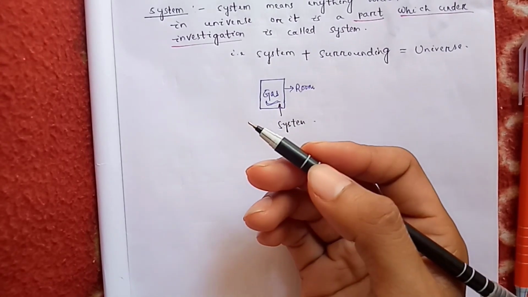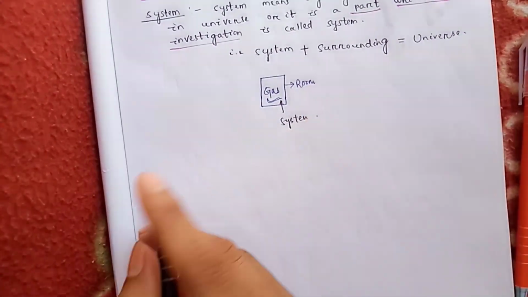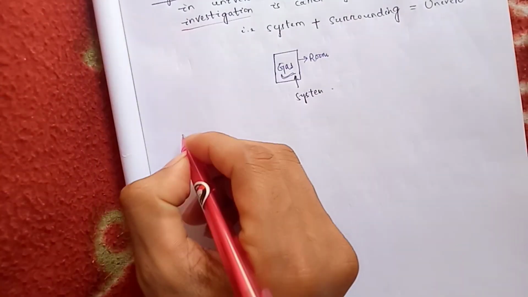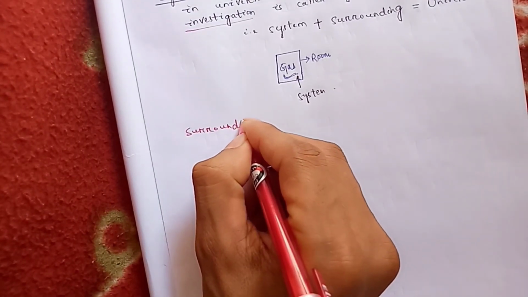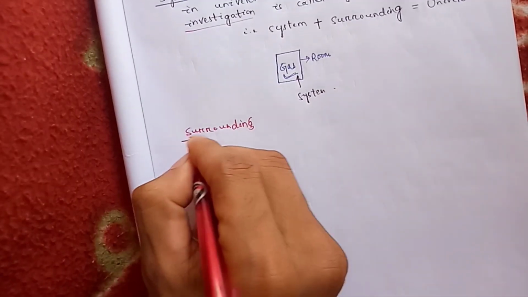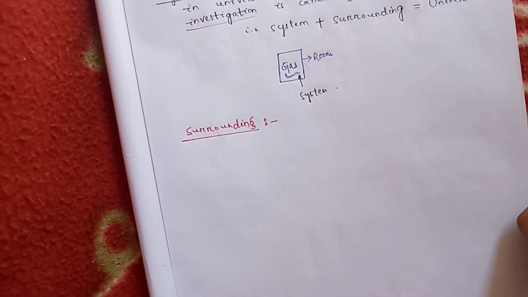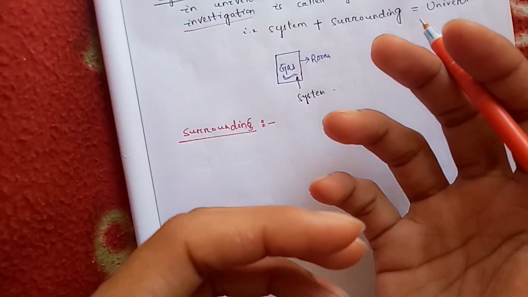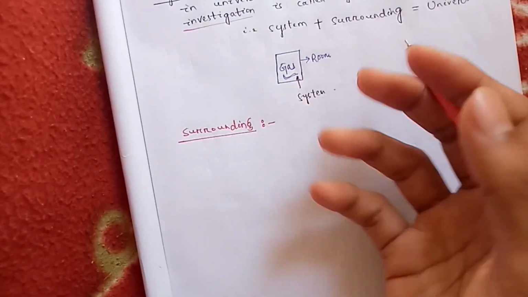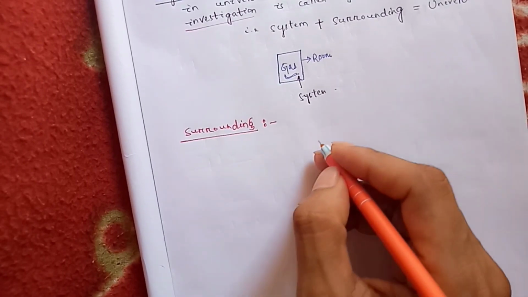Now coming to the surrounding. What do you mean by surrounding? Everything excluded from the system which is present inside the universe is known as surrounding. So everything excluded from the system in the universe can be considered as surroundings. Is it clear?